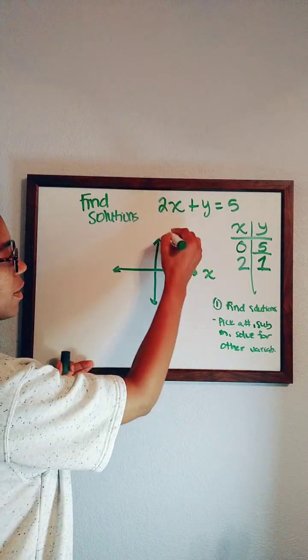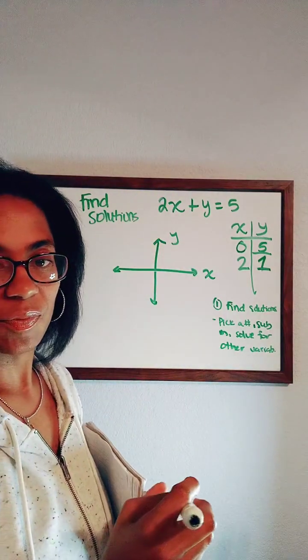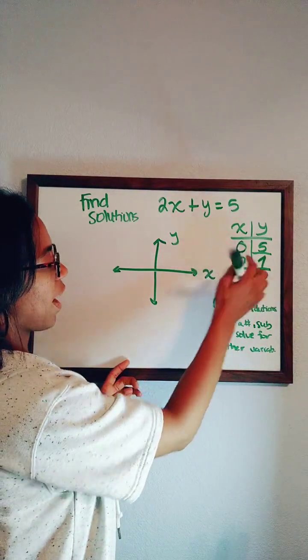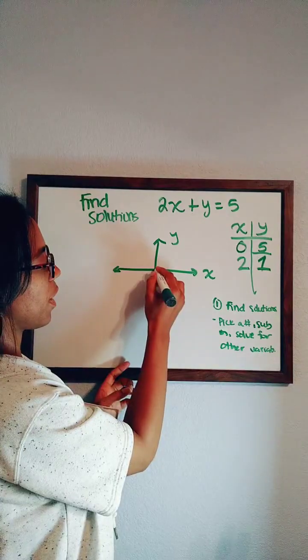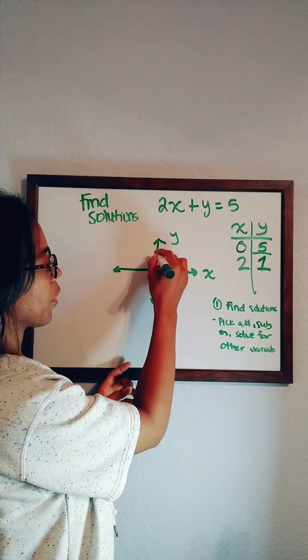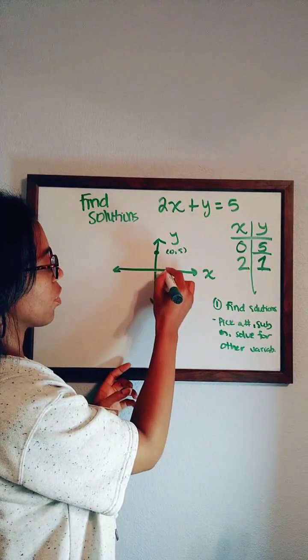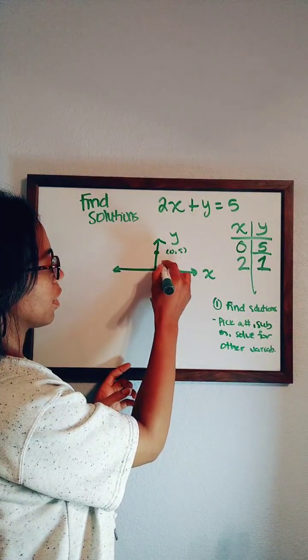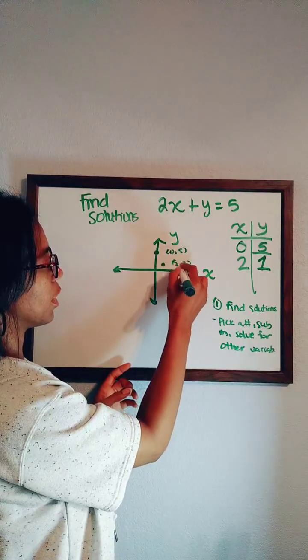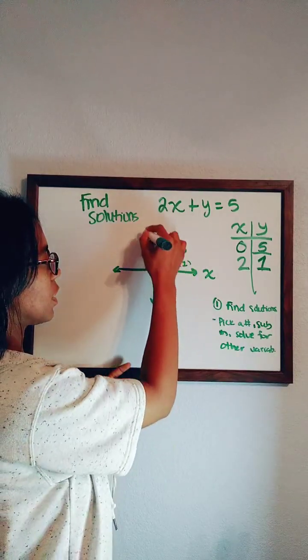This is my x and this is my y. 0, 5 is going to be 0 on the x, and then we're going to go up 5 on the y. We're going to say that's 0, 5, and then 2, 1. So I'm going to go over 2, and then I'm going to go up 1, and that'll be 2, 1. And then I'm just going to connect those dots.